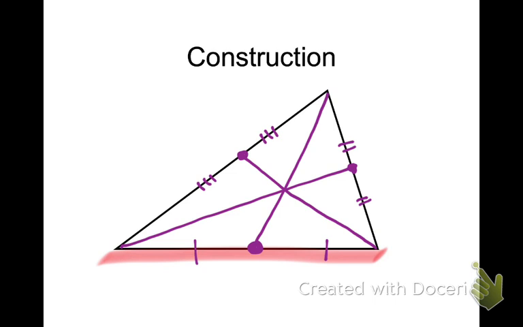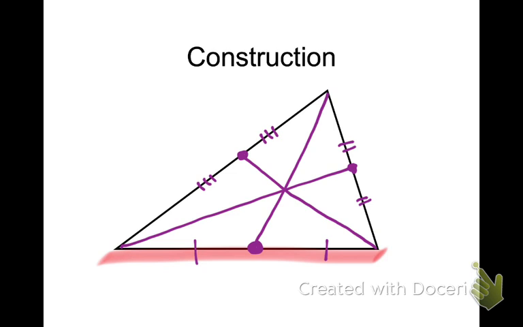On your quiz, you may potentially have to do all three medians, or you may just have to do a median from one base to an opposite vertex. Or you might have to do both, okay? But again, the only thing we really care about is that these are midpoints, which tells me that this side is equal to that side because they're both halves.